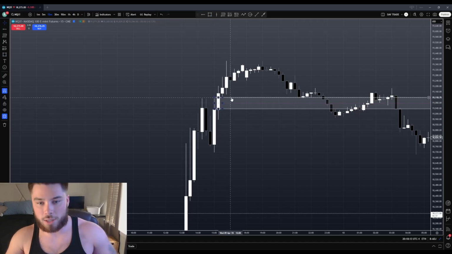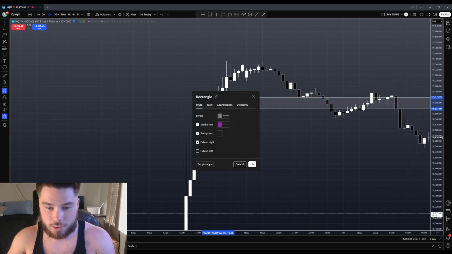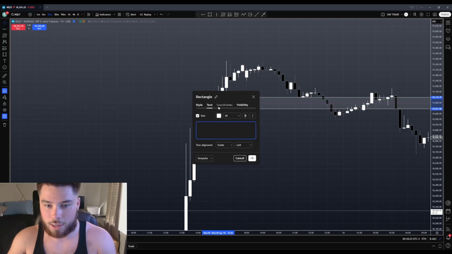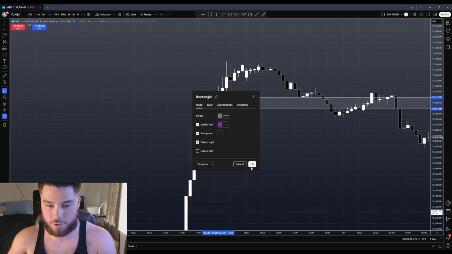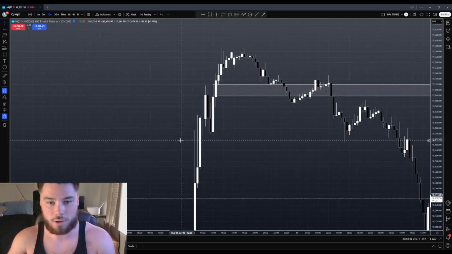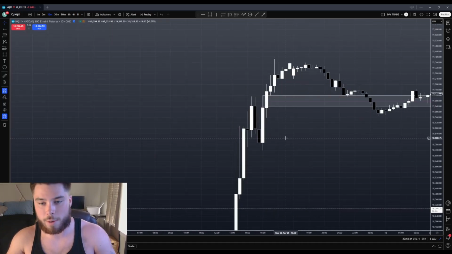How do I get mine to look like this? This is my settings. I have it on extend right. This is the background I put on. I leave it a little opaque. I like to put a middle line. You can write FVG if you want and stuff like that, but I like extend right. Some people just do it like this and they manually drag it. I like this so I can always see it for an infinite amount of time.